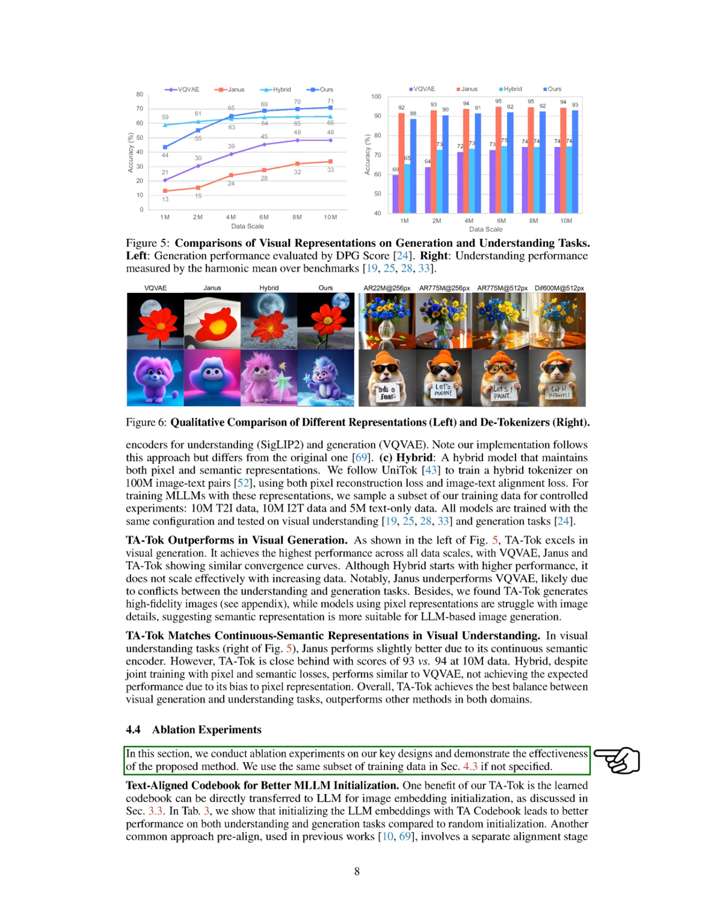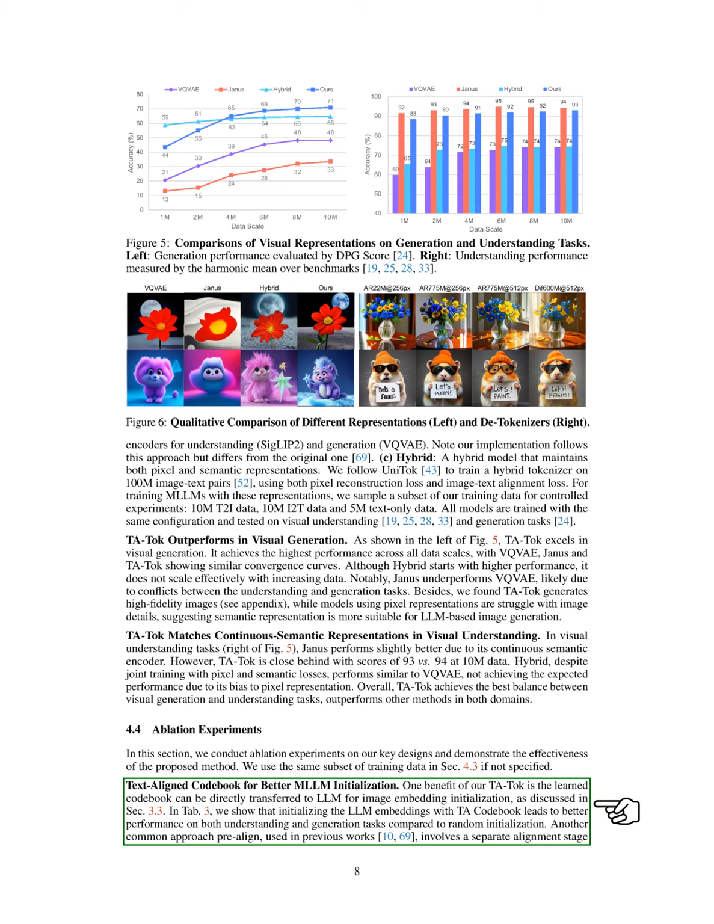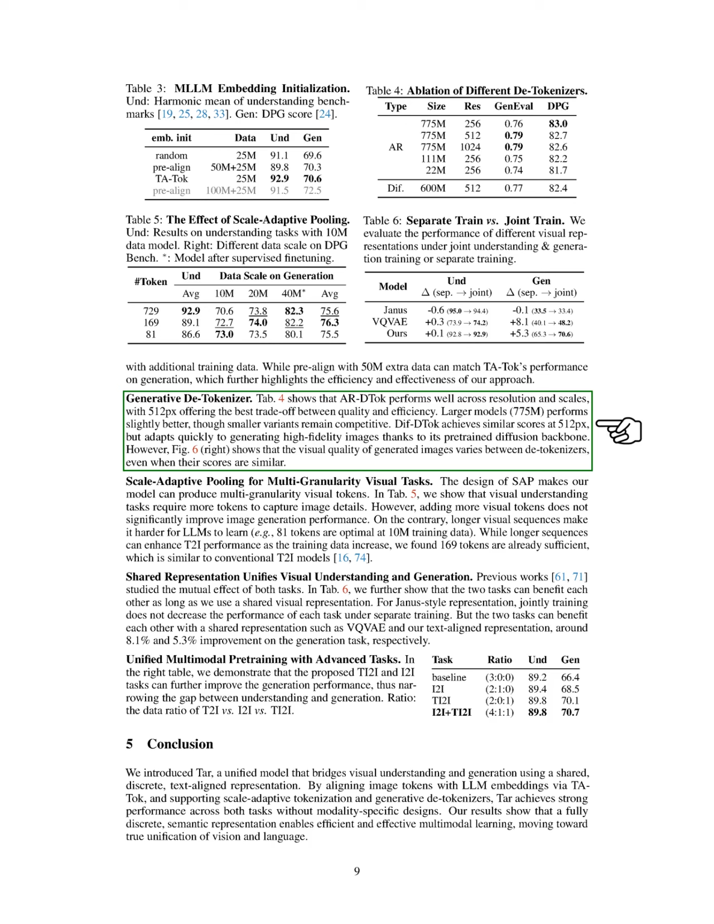We also conduct ablation experiments to assess our key designs. One advantage of TA-Tok is that its learned codebook can be directly used to initialize LLM embeddings, leading to better performance compared to random initialization. While a common approach involves a separate alignment stage with additional training data, we find that our method is more efficient and effective. Our generative detokenizer shows strong performance across different resolutions, with a specific resolution offering the best balance of quality and efficiency. We note that visual quality can vary between detokenizers, even if their scores are similar.